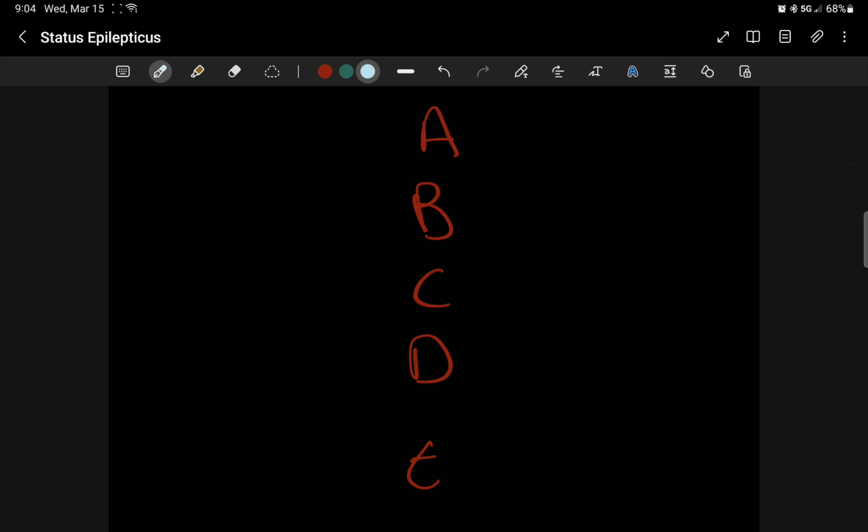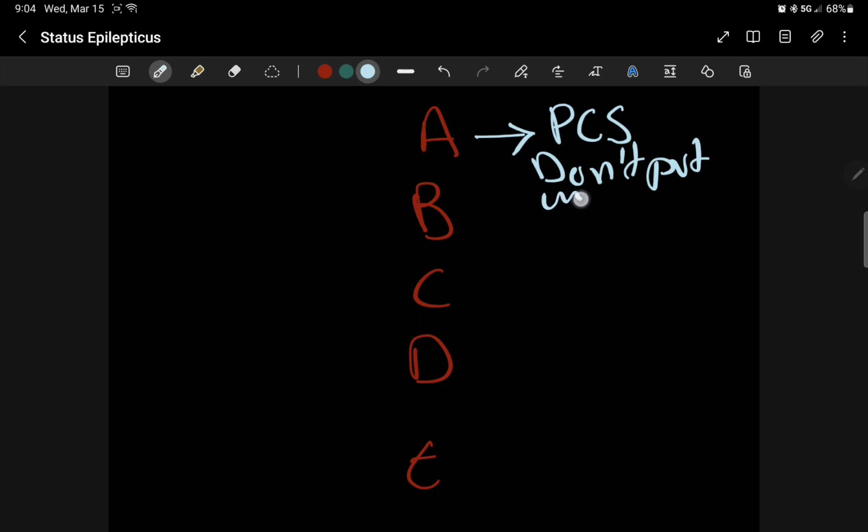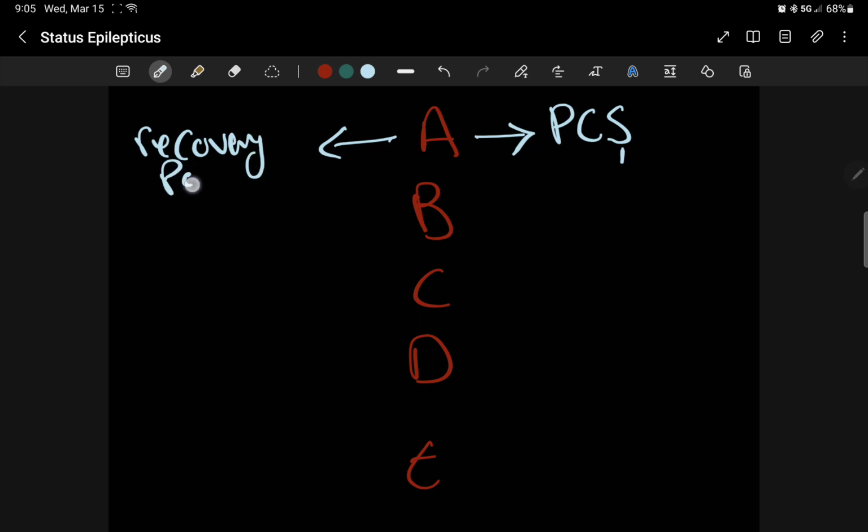Okay, so airway. One, you want to make sure that the airway is patent, clear, and secure. You do not put anything in the patient's mouth. Okay? You can also put the patient in recovery position if need be, until you have a more secure airway. Okay? That being said, you go for breathing.